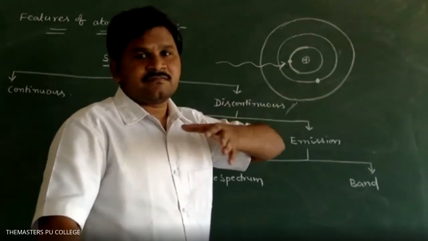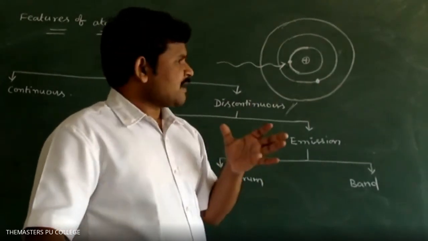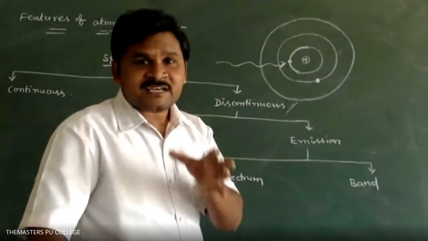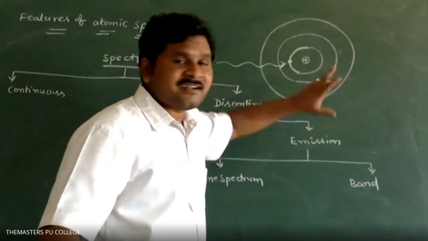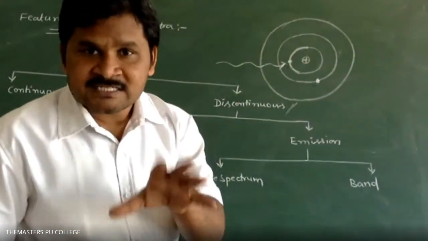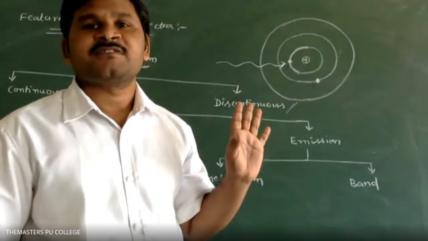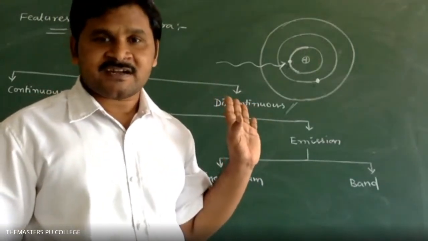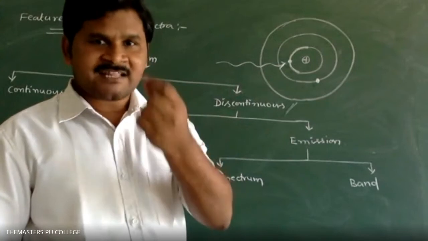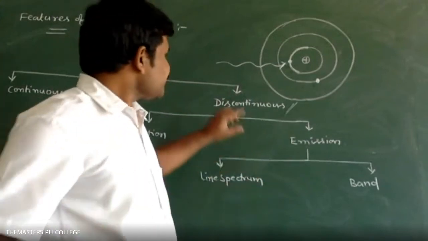If we analyze the absorbed light of this electron, we will get one spectrum. That spectrum is called absorption spectrum. Otherwise, one more example.